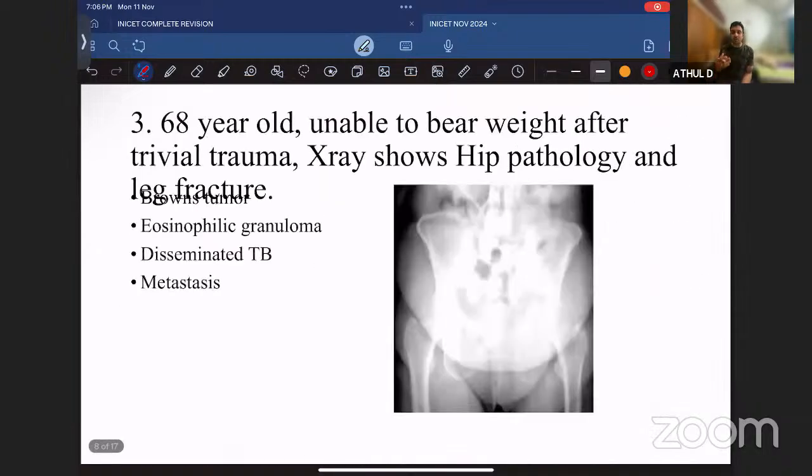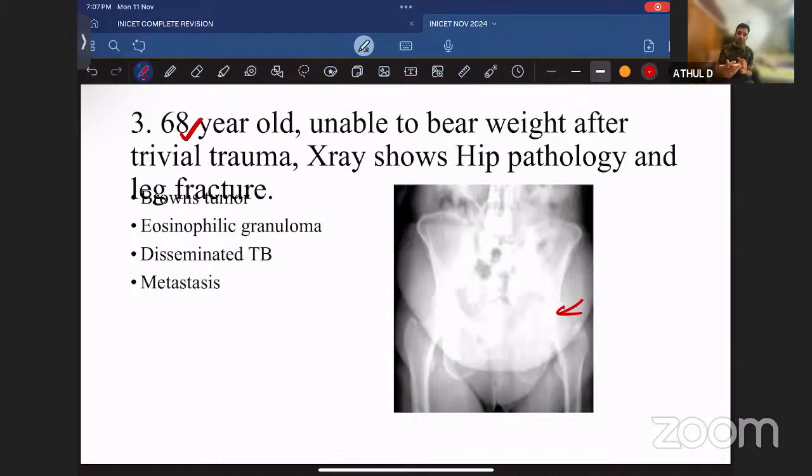Now, this is actually a very tricky question. Okay, no one can teach you these type of questions because you have to apply your knowledge, common sense, and all these things. This was a case of a 68-year-old patient unable to walk because of a trivial trauma. He had a fracture, and there is some pathology in the region of acetabulum. Most of the people were telling the acetabulum on the right side was seen, left side was not seen. So all of you were suspecting some kind of acetabular or hip pathology.